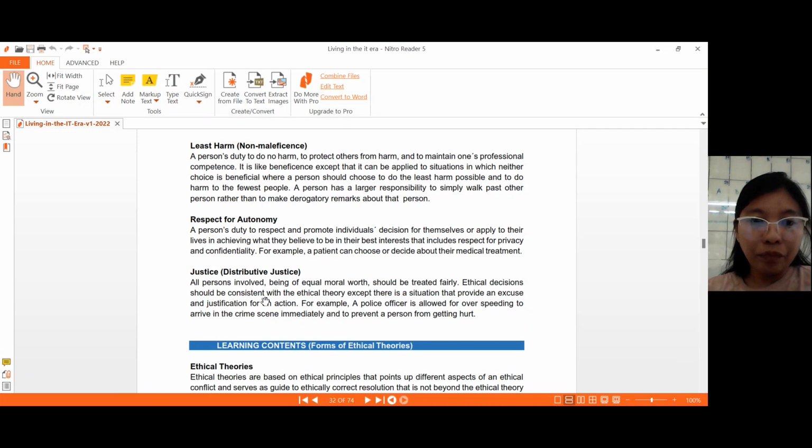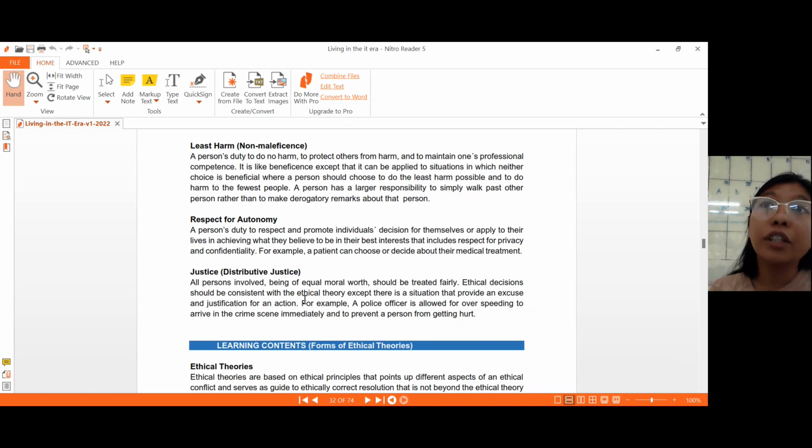And then lastly, justice or distributive justice. So, all persons involved being of equal moral worth should be treated fairly. Kaya nga justice, may hustisya, equality, everyone should be treated equally and fairly. So ethical decisions should be consistent with the ethical theory, except there is a situation that provide an excuse and justification for an action. For example, a police officer is allowed for overspeeding to arrive in the crime scene immediately and to prevent a person from getting hurt.